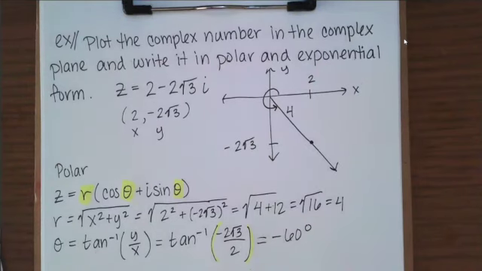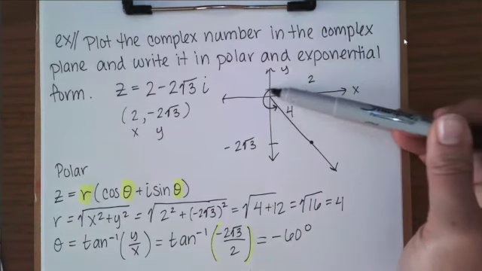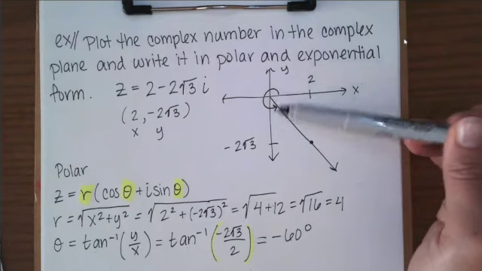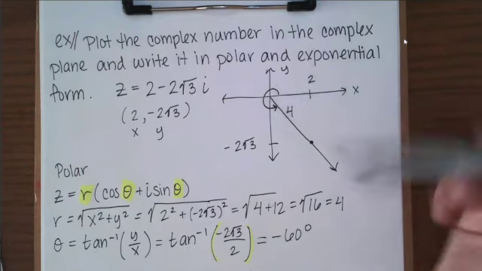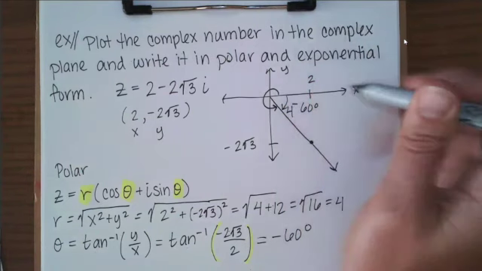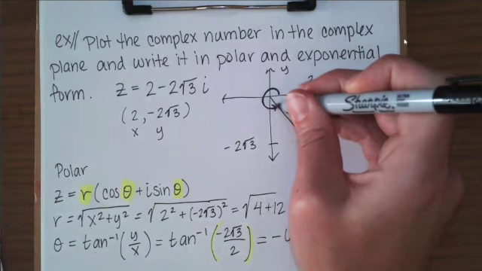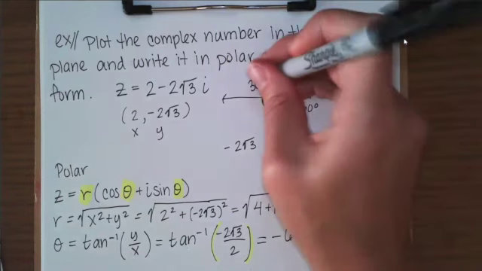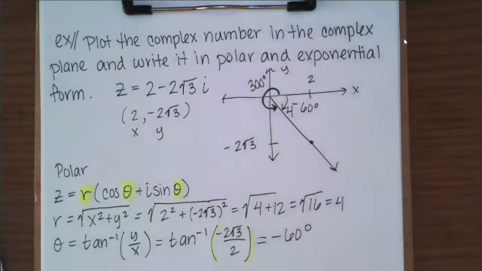Now, this is really important. When we're looking for theta, you will almost always see the restriction that we want theta to be between 0 and 360. We want a positive angle. So our calculator tells us this angle is negative 60, but what we want to find is a corresponding positive angle. So if this is 60 and we know all the way around is 360, that means this is 300 degrees.